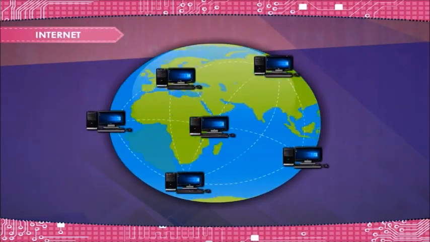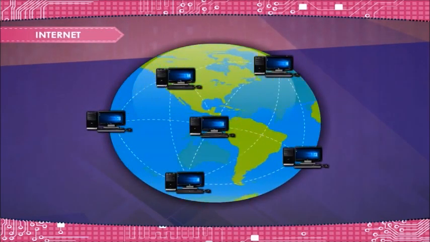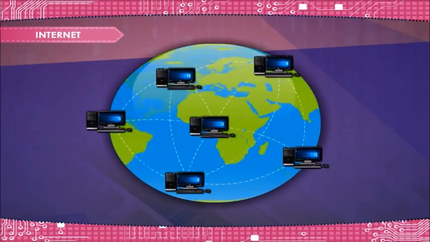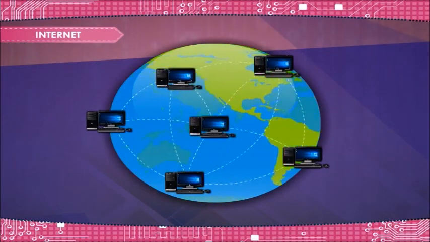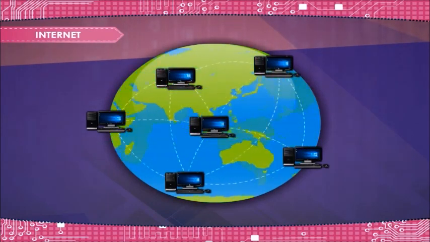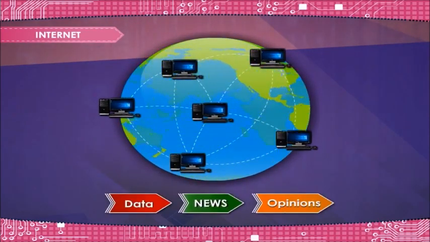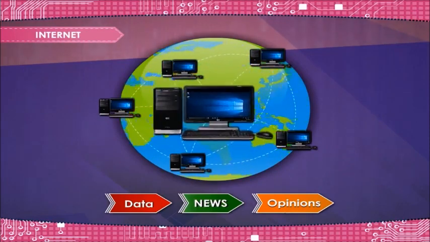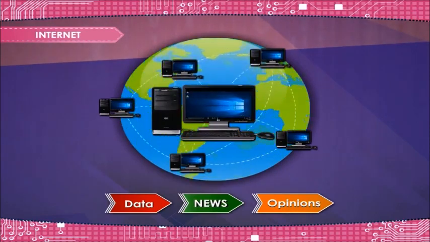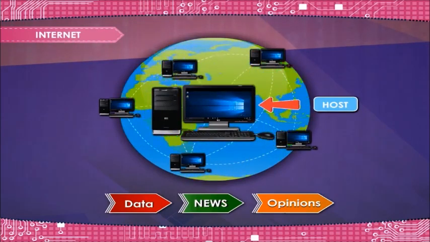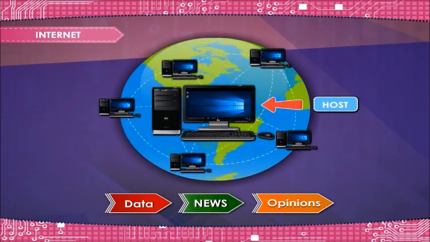Internet. Internet is a network of networks. It is a global network connecting millions of computers all over the world. Hundreds of countries are linked together via computers to exchange data, news and opinions. Each internet computer is independent and called a host. It uses existing public telephone and communication networks, including satellites, to relay data between networks using routers.